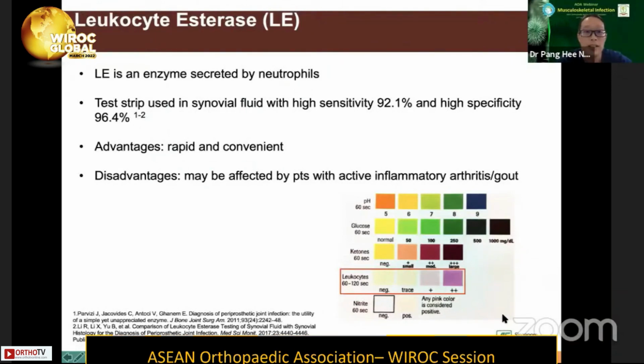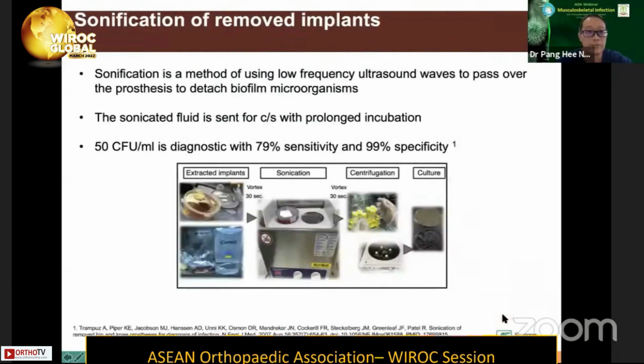Leukocyte esterase is an enzyme secreted by neutrophils. The test strips are used in synovial fluid. We use it for UTI as well. Advantages are that it's cheap, rapid, and a convenient test, but the disadvantage is that it is affected by active inflammatory arthritis and gout, similarly resulting in false positive readings. Sonication is very useful to maximize the yield from our explanted implants. We pass low-frequency ultrasound waves over the prosthesis to detect the biofilm organisms. This can increase the yield by up to 30 times.